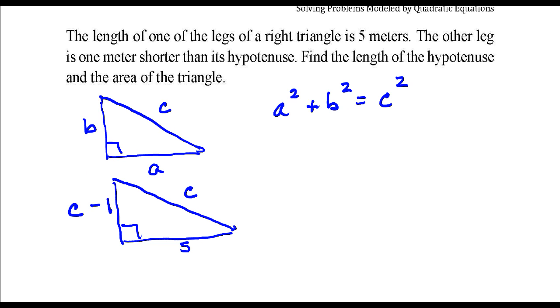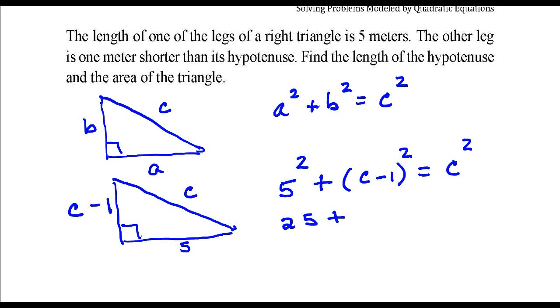Okay, so we know that the leg squared plus the other leg squared is equal to the hypotenuse squared. So what we need to do is solve this equation for C. 5 squared, that's 25, plus, and then you're going to need to multiply this binomial squared out. This is going to come out to be c squared minus 2c plus 1.